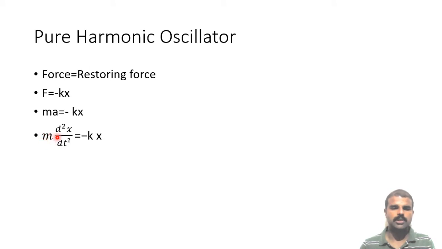I'm going to make some rearrangement. I'm going to take this m to the other side, which makes d square x by dt square equal to minus k by m into x, and I substitute k by m as omega square, which gives this fundamental differential equation which represents the pure harmonic oscillator.